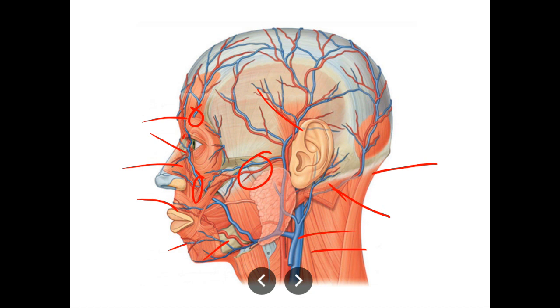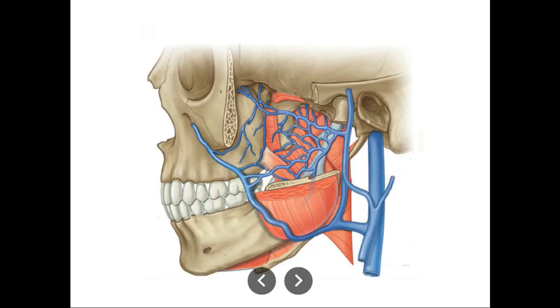Okay, inside the parotid gland we are having here the retromandibular vein, and also we are having the external carotid artery at this part. So at least 10 vessels you need to remember from here.